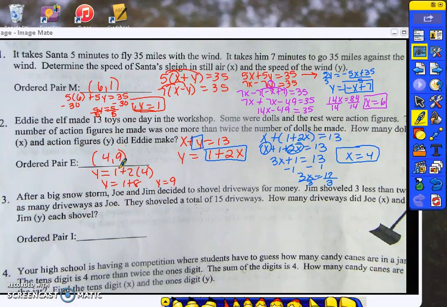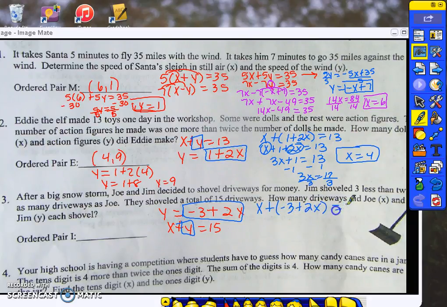After a big snowstorm, Joe and Jim decided to shovel driveways for money. Jim, who is y, shoveled 3 less than 2 times as many driveways as Joe. Together they shoveled 15 driveways. How many driveways did Joe and Jim each shovel? Take negative 3 plus 2x, substitute for y in the other equation. x plus y, which is negative 3 plus 2x, equals 15.